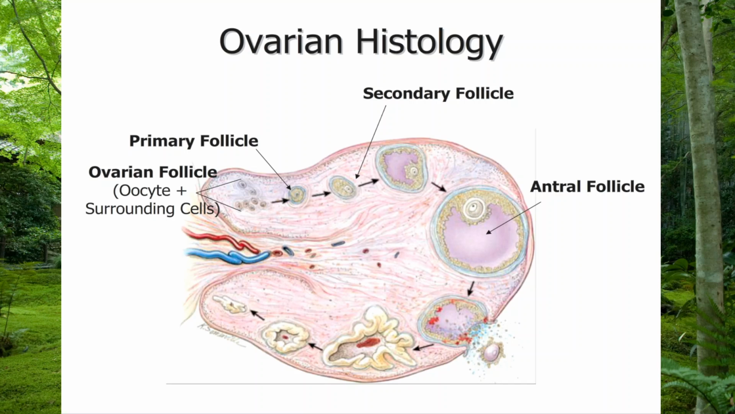An antral follicle has this large fluid-filled cavity on the inside that is in fact much larger than the egg or oocyte that it's surrounding. Under the influence of LH or luteinizing hormone, one of these follicles will rupture each month, and this process is called ovulation. And basically during ovulation, the follicle ruptures, forcing the oocyte out into the abdominal cavity where hopefully it's going to enter the fallopian tube.